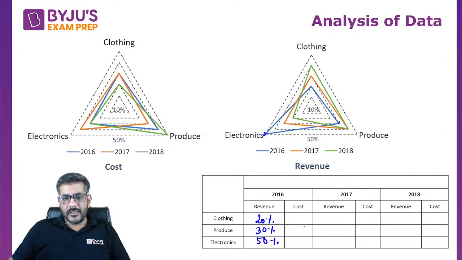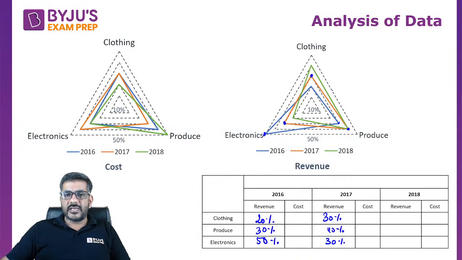So 50% is here. Similarly, when I talk about 2017 now, that is the orange figure. Here it is 30%. So I have written 30% over here. Then I have the orange figure here, which is 40%. So I have written 40% here. The third one is 30%. So I have written 30% over here.